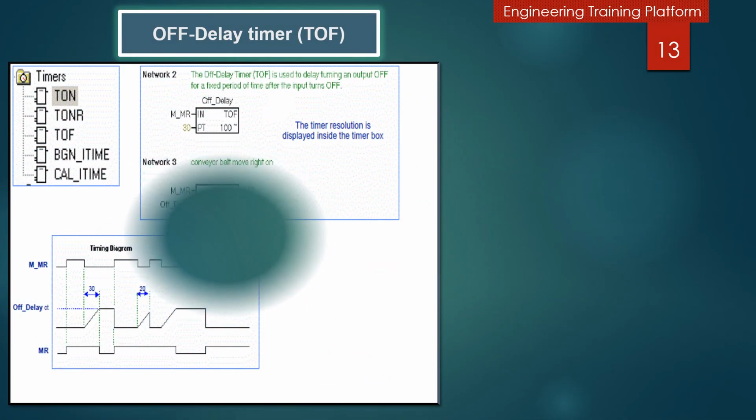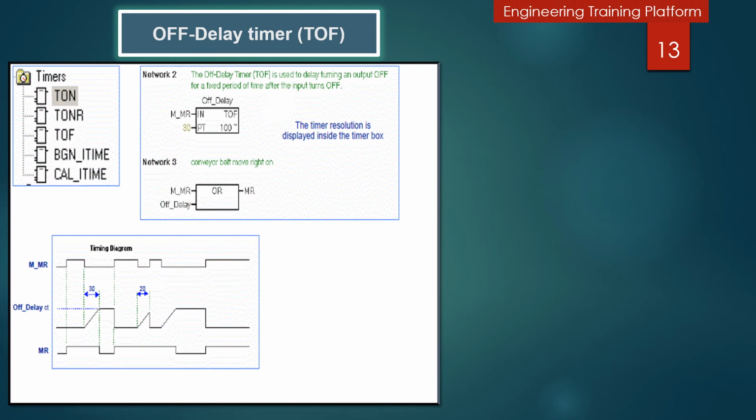In this slide you will see the off delay timer. The off delay timer instruction is used to delay turning an output off for a fixed period of time after the input turns off. When the enabling input turns on, the timer bit turns on immediately and the current value is set to 0. When the enabling input turns off, the timer continues to count until the elapsed time reaches the preset time. When the preset value is reached, the timer bit turns off and the current value stops counting.